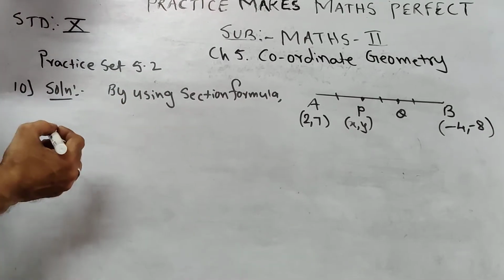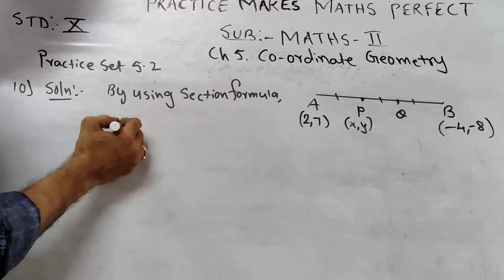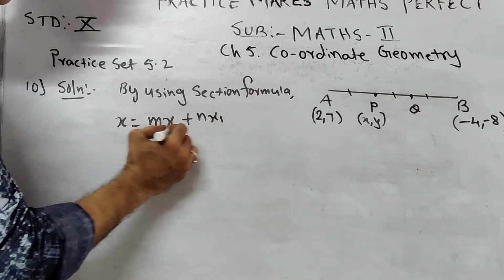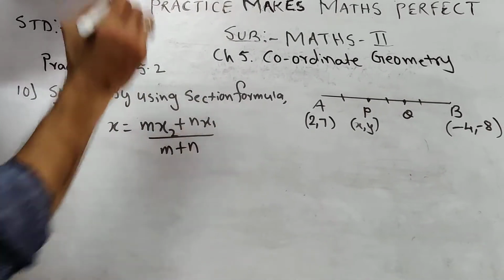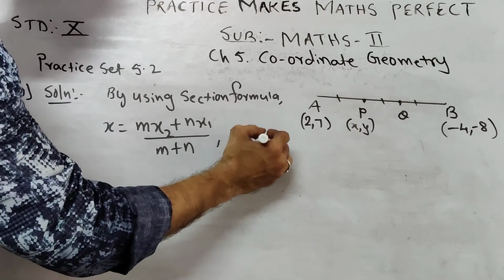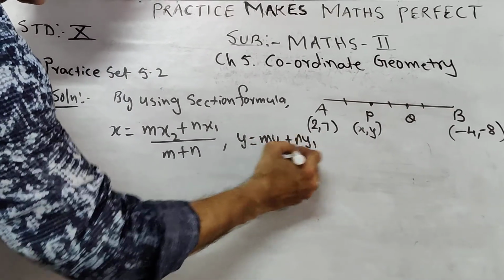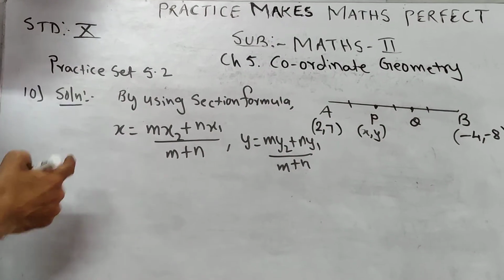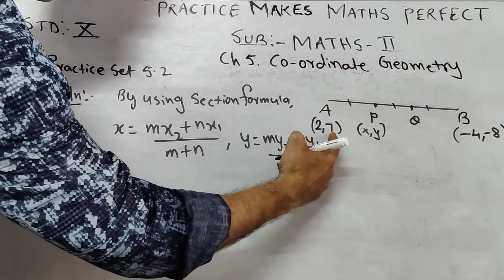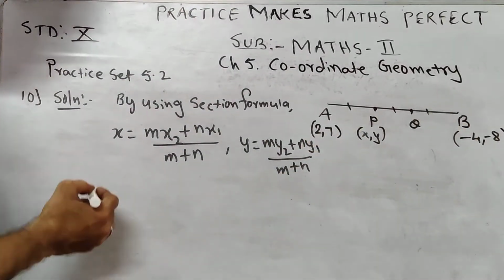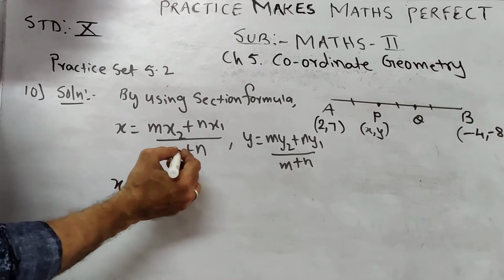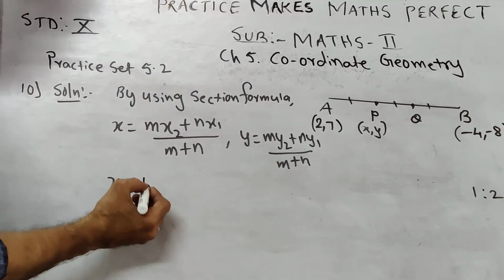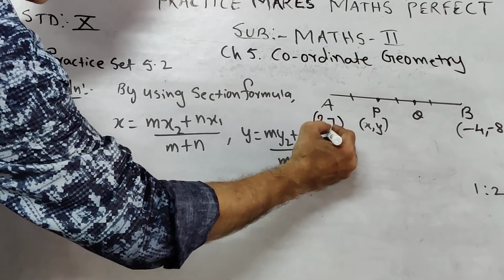Okay, now come to the section formula. Your section formula is x is equal to mx2 plus nx1 upon m plus n, and y is equal to my2 plus ny1 upon m plus n. Okay, section formula, all of you know this. This is x1 y1, x2 y2. So first x is equal to, m is, you know, the ratio is 1:2. This is m, this is n, so m value is 1. Okay, this is x1 y1.